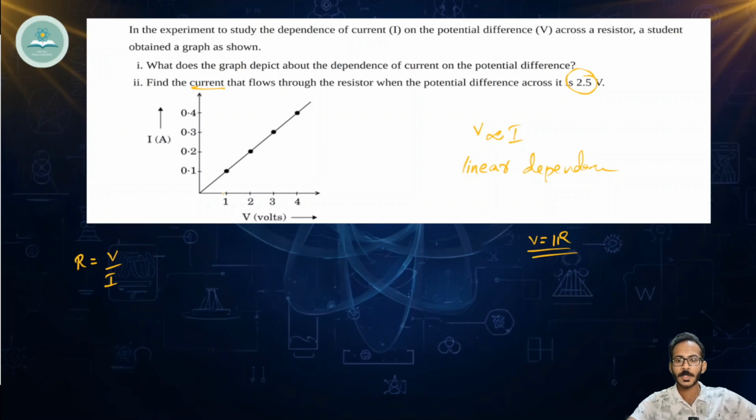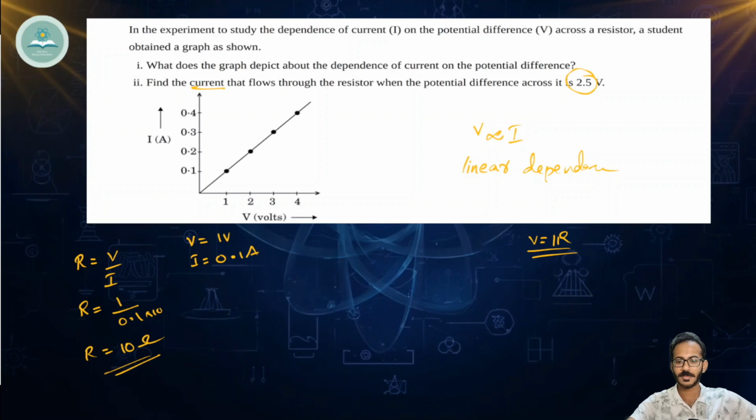Okay, so let's take any value. Let me take the first one itself. When the potential difference is 1, the current is 0.1 ampere. So here potential difference is 1 volt and the current is 0.1 ampere. Let me use these values here. So R is equal to V, which is 1, divided by current, which is 0.1.